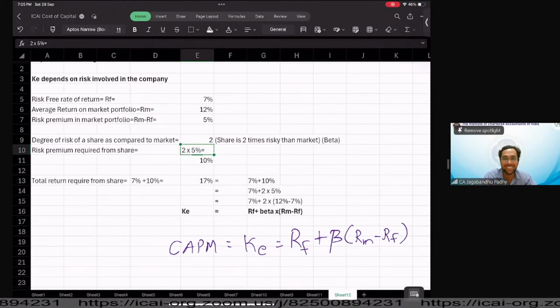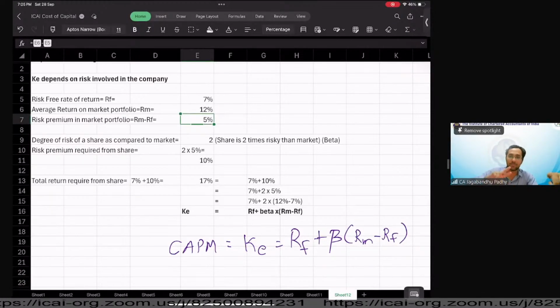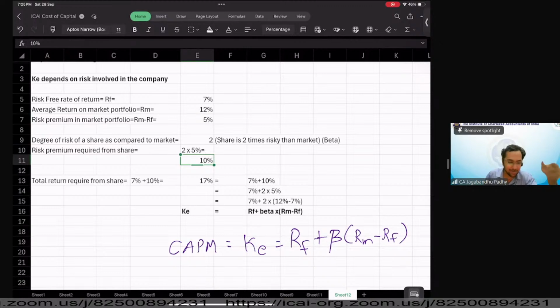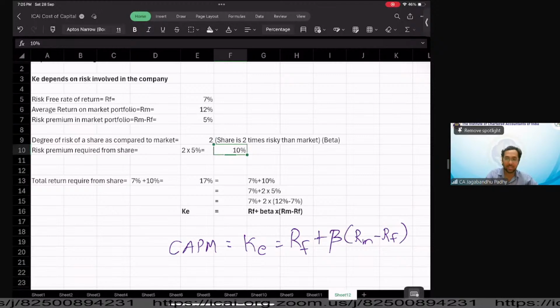5% is the risk premium of the market. If I am having risk double that of the market, how much risk premium will I need? Double of that. So that will be 10%, right? Okay, sir. So the risk premium from the share is 10%. Yes, sir.